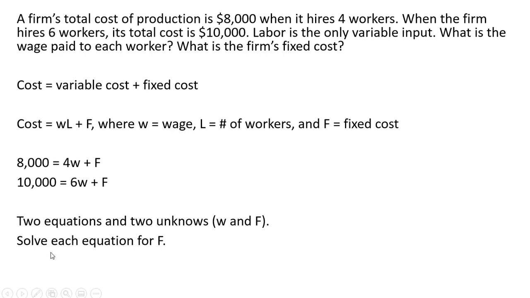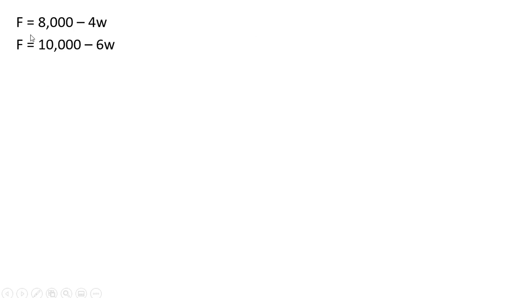We're going to solve each equation for F, so take this first equation here. Solve it for F. We get the following. Take the second equation and solve it for F. Subtracting 6W from both sides, we have another equation. Rewriting our 2 equations from the last slide, we're going to set F equal to F, setting one equation equal to the other. Now we're going to solve for W.